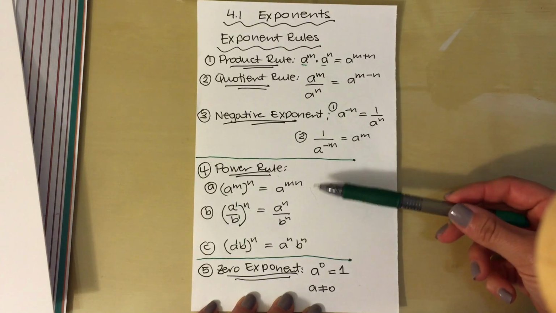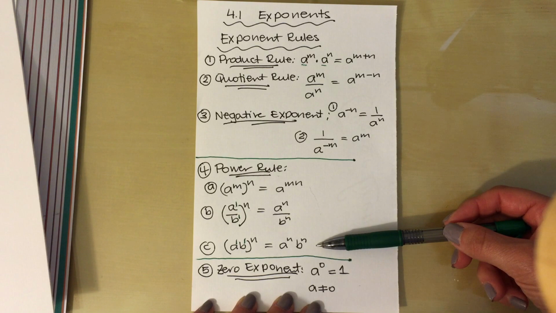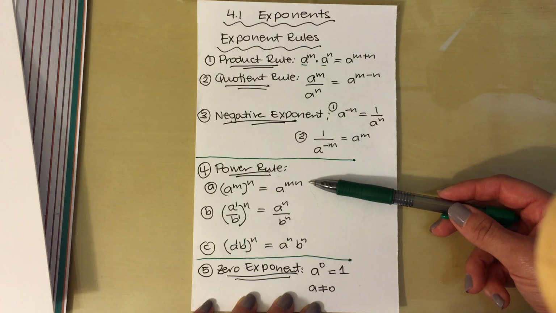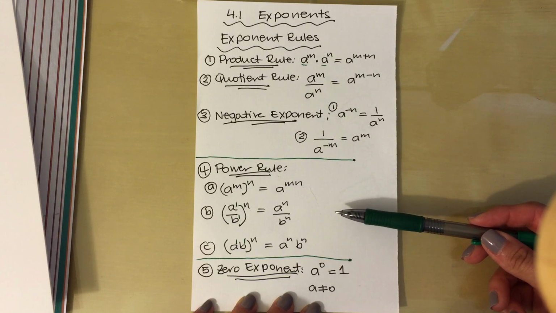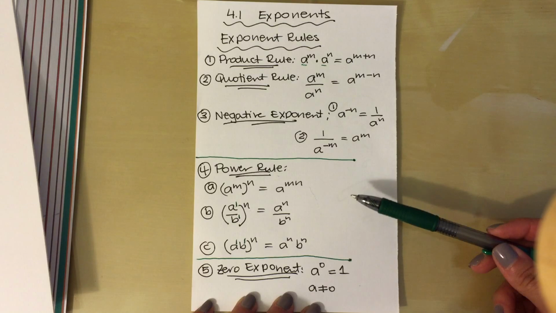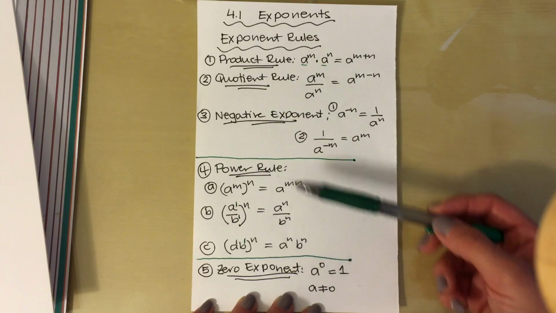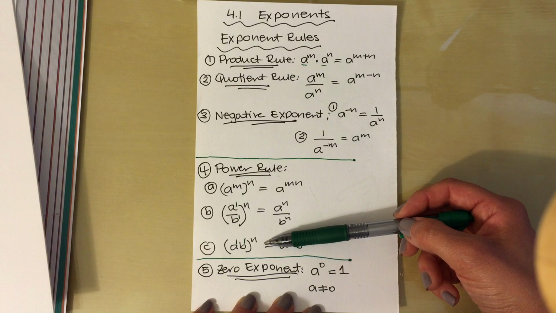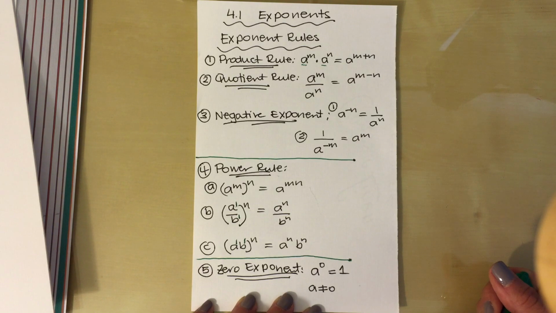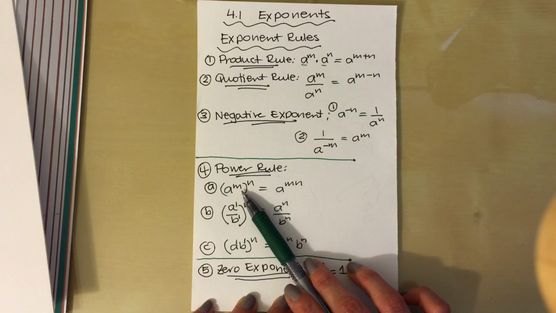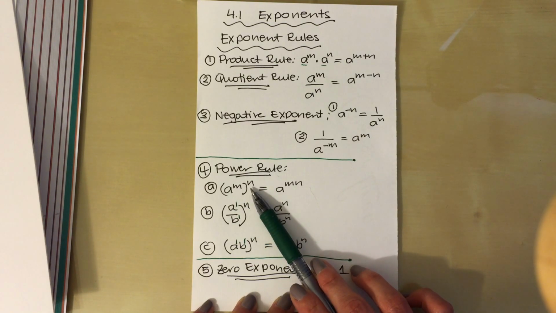Power rule. There are 3 possibilities, but essentially we are just multiplying exponents for all of these. To use the power rule, you have to make sure that you have 1 parentheses, 2 an exponent on the outside, and 3, you need to have a monomial on the inside of the parentheses. Monomial is 1 term. If you have more than 1 term, you do not use the power rule. So again, you're just going to multiply your exponents, m times n.